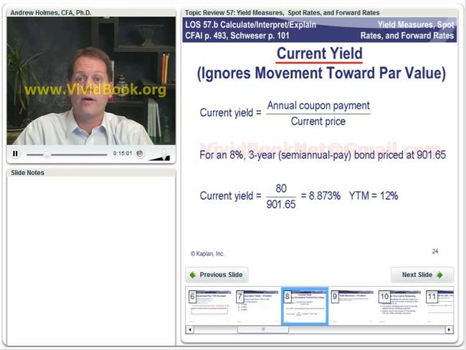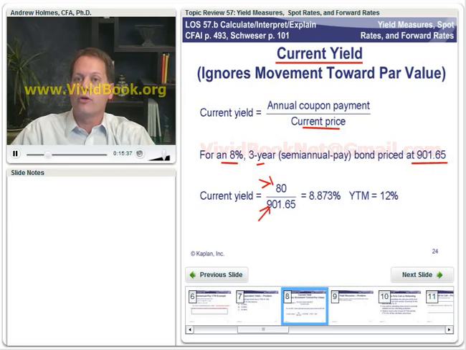So if the bond's trading at par, the current yield, the stated yield or coupon rate, and the yield to maturity are all the same. For any other price, if it's trading at a premium or at a discount, well then you are going to end up with a current yield that is different than the stated yield and different than the yield to maturity. So if you have an 8% 3-year semi-annual pay bond priced at 901, we've got an annual coupon payment in the numerator. Doesn't matter if it's semi-annual pay or anything else, you put an annual coupon in the numerator, divide it by the current price, and what you get is 8.873.